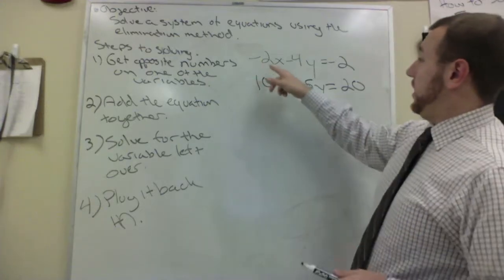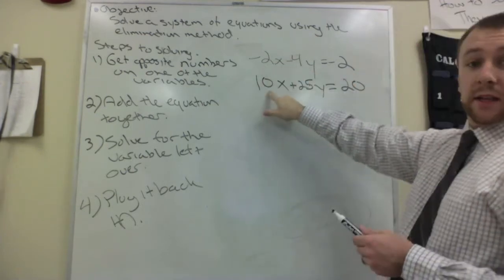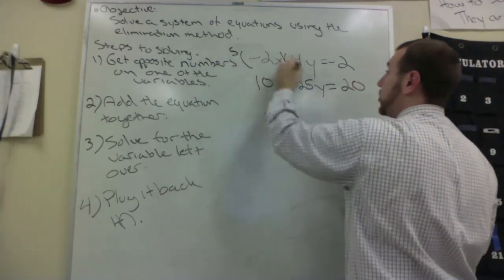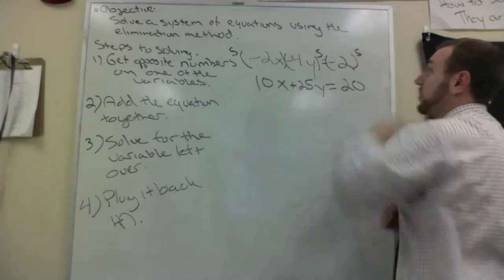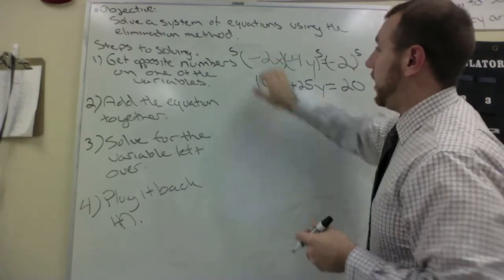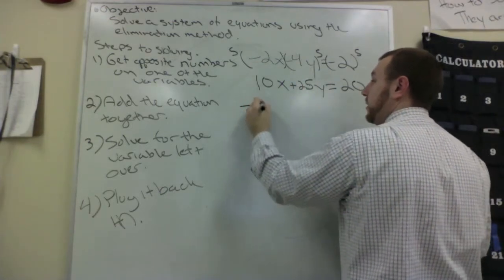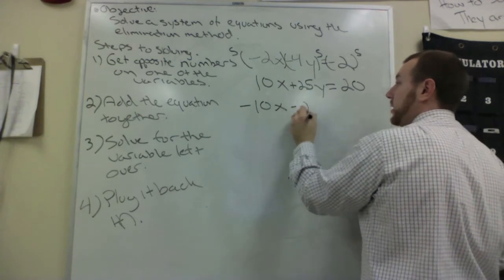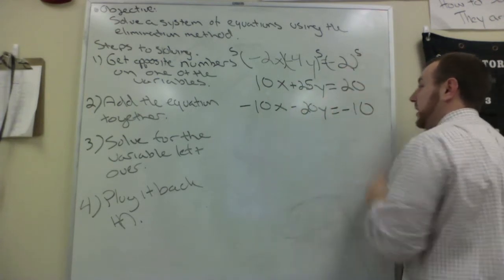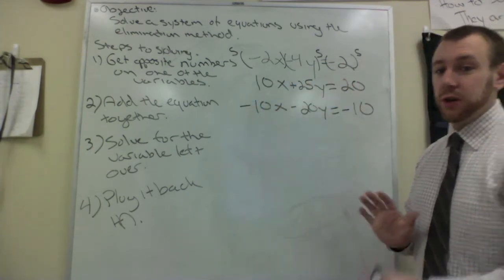So if I multiply this equation by 5, I will get this to be a negative 10. So what I do is I multiply each one of these. Each one. Okay? I have to multiply everything in that top equation by 5. So I create a new equation that's negative 10x minus 20y equals negative 10. As long as I multiply everything, I'm good.